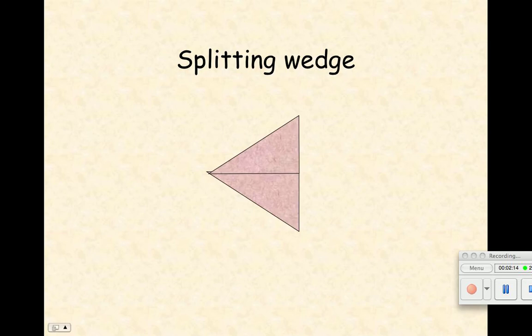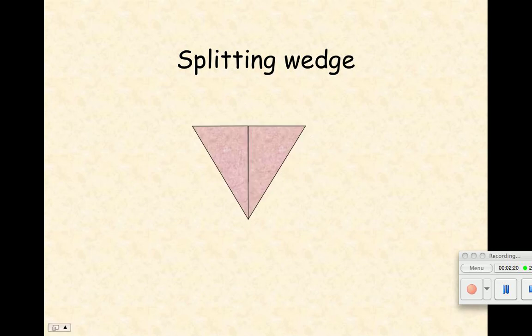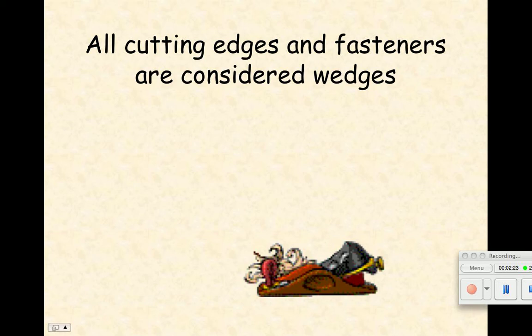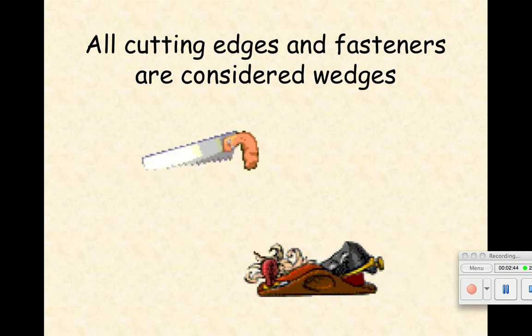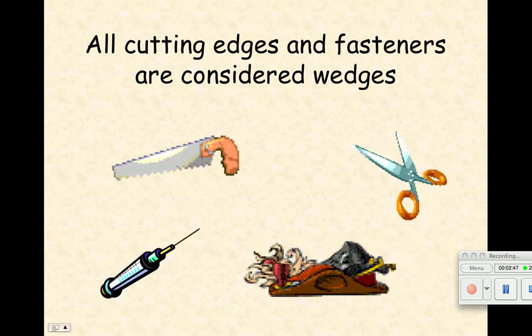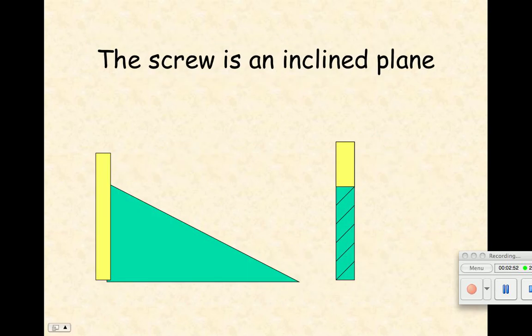So a splitting wedge is basically 2 inclined planes put together and moving. And a wedge is used for cutting things and fastening things. So things that cut, like a plane or a pair of scissors or an axe, are usually a wedge. Okay, and things that fasten, like a staple, a nail, are considered wedges. A saw, scissors, as I said. And even the end of a hypodermic needle is considered a wedge. A screw is also, as we said, an inclined plane wrapped around a cylinder.